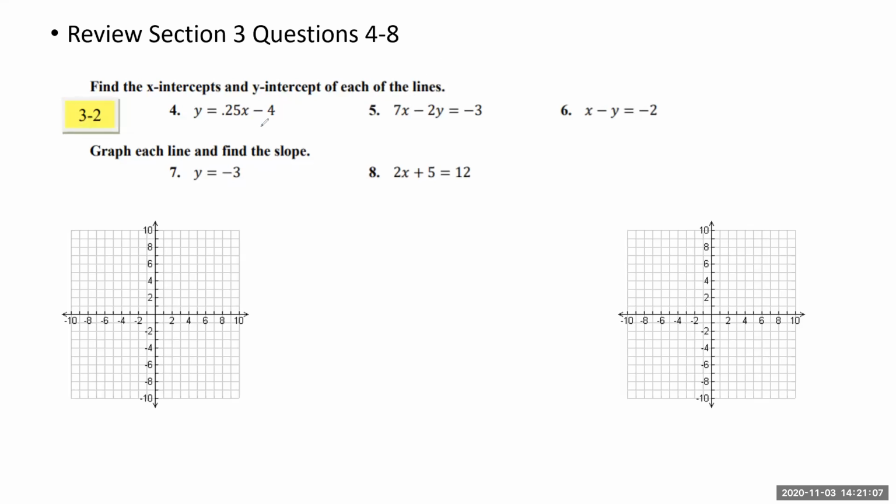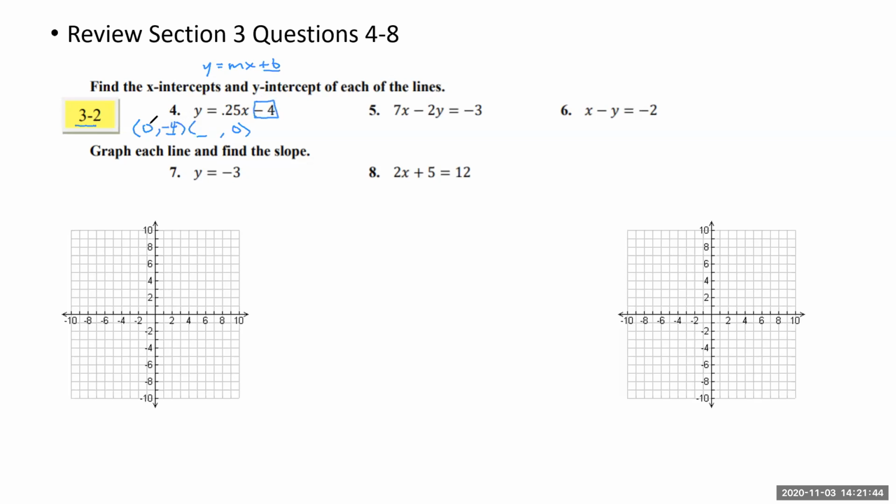So thinking back to 3.2, how we're going to do that is we're going to plug in a 0 for x to get the y, and then we're going to plug in a 0 for y to get the x. When we first do this, this is in y equals mx plus b form. And if we remember what each part is, the m is the slope and the b is the y-intercept. So in this case, we know that the y-intercept is just going to be that tail end of -4.